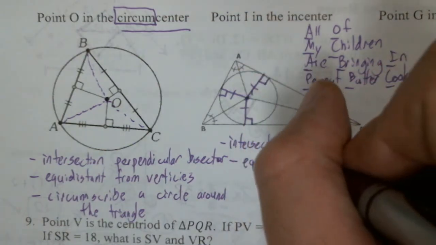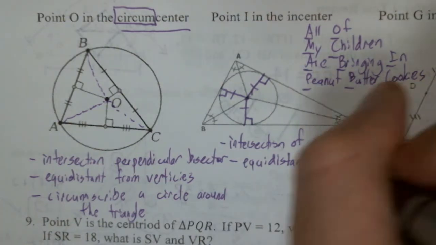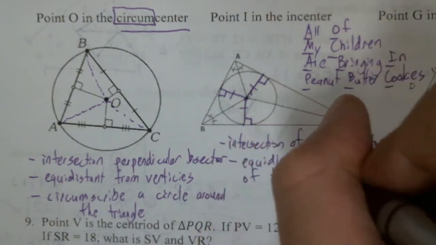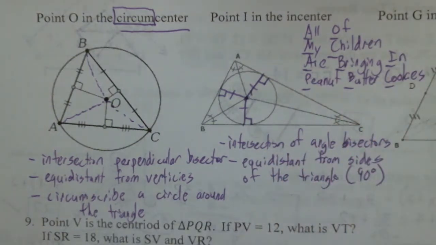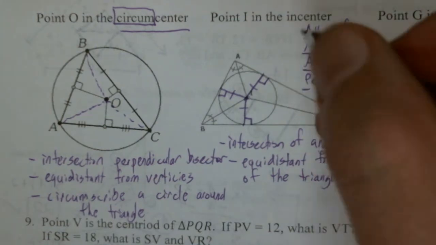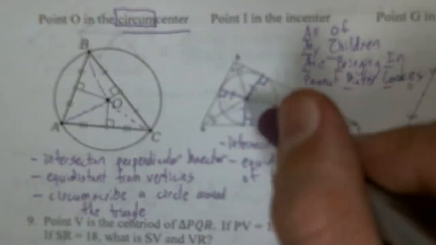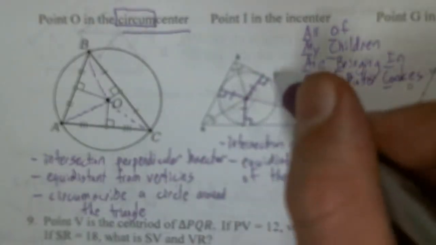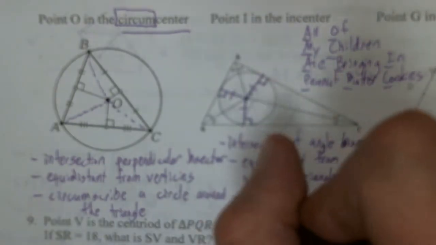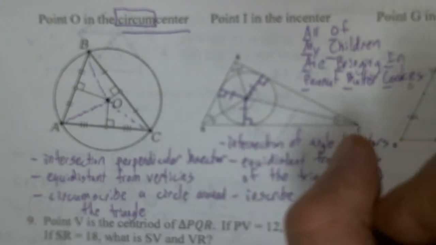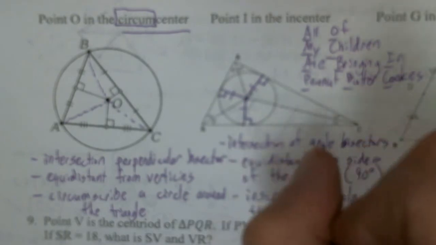So I'll say equidistant from the sides of the triangle, and I'll put in parentheses 90 degrees. It's got to be forming a 90-degree right angle. And then also, the incenter, just like the circumcenter, where we circumscribed a circle around, with the incenter I can inscribe a circle inside the triangle. So I will say inscribe a circle inside the triangle.